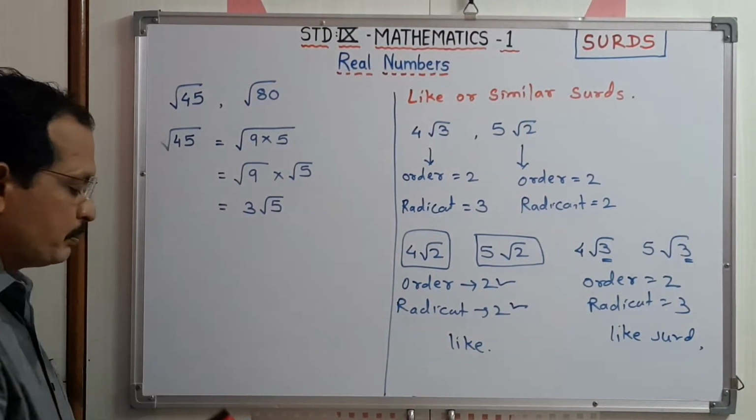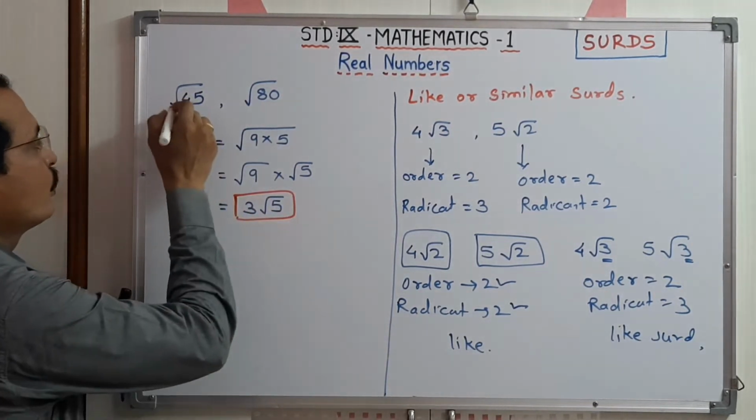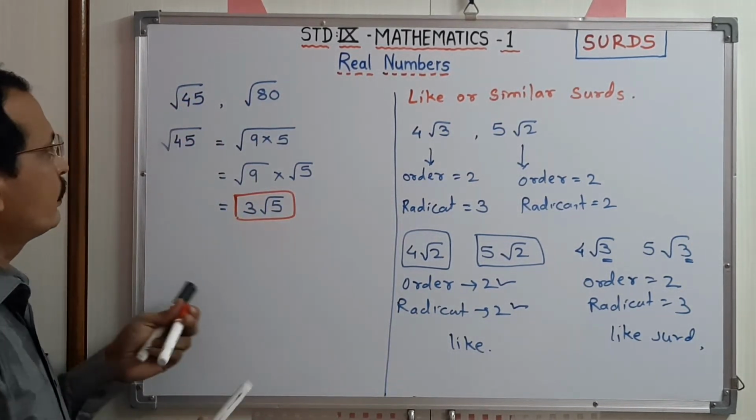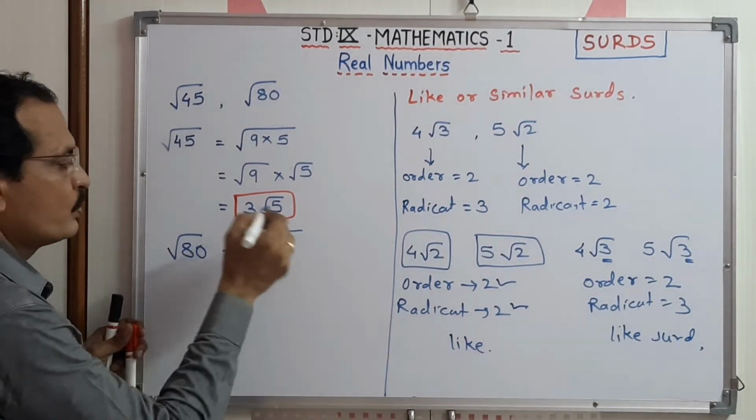This is the simple form of root 45. Now we have to see the root 80. Tell me the factors of root 80.